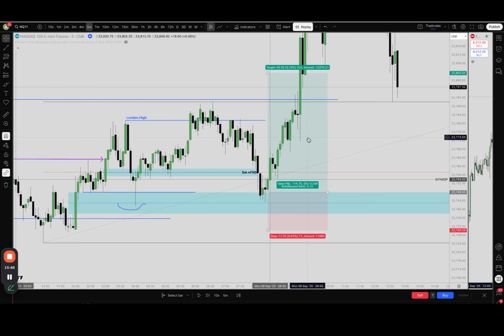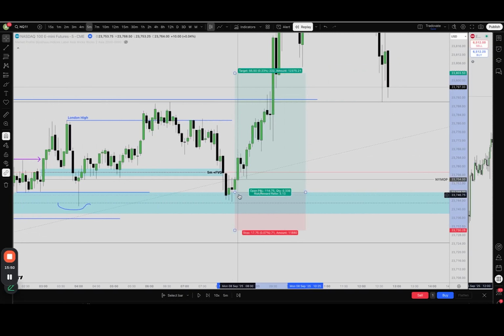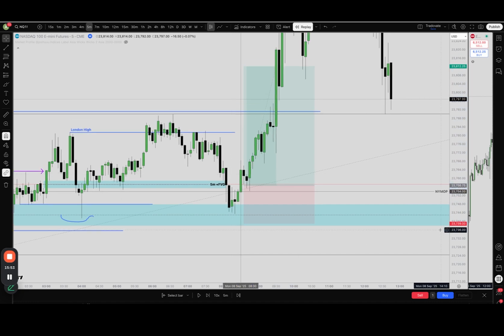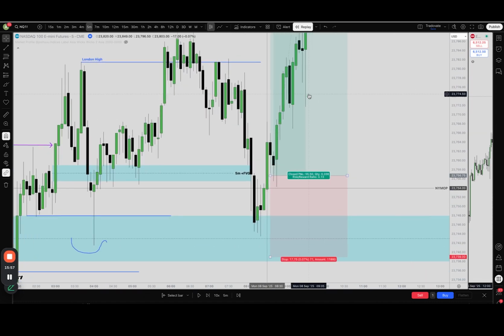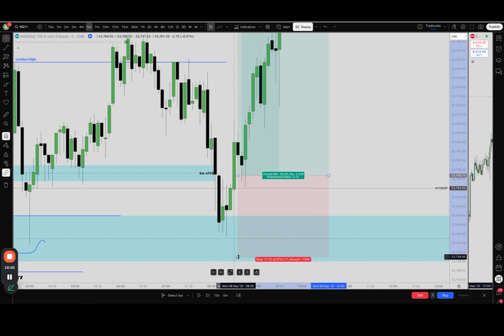Let's just say I missed this entry right here off of this fair value gap. Another entry's right here. Now, why is it this entry right here? Let me delete this. Why this entry? And where's my stop going to be? If I entered right there, my stop loss is going to be here.